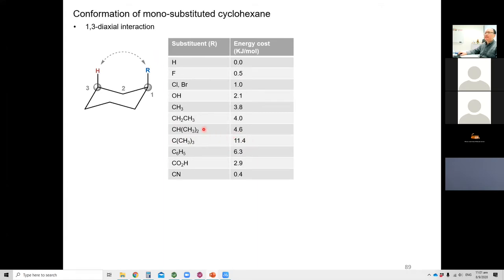Methyl is 3.8, but for the isopropyl it increased, and especially for the t-butyl, it increased to 11.4. If I want you to do some energy analysis during the midterm or the final exam, these data will be provided on your midterm, in the PDF file. So you don't need to memorize all these data.